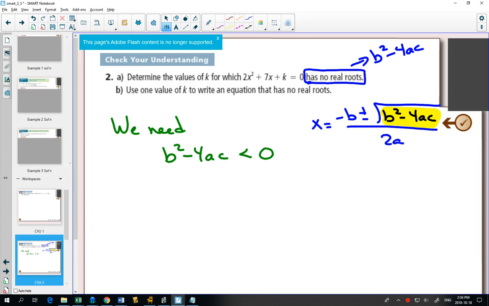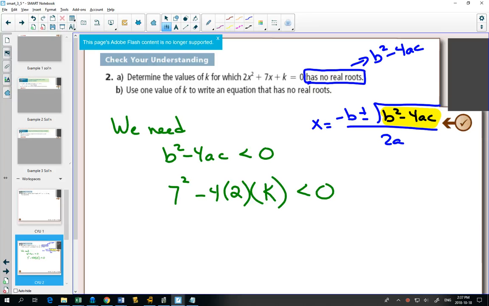Now what's b? b is 7. 7 squared. Minus 4. What's a? A is 2. What's c? C is what we don't know. That's our k value. So we need to solve this inequality for k. And we're going to have to review some of our inequalities from grade 10.